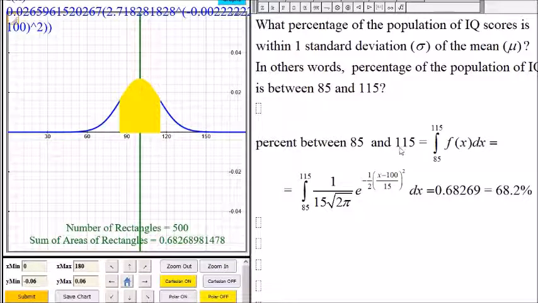Here we have the graph of this PDF, of this integral right here, and we want the area between 85 and 115. So this is the area between 85 and 115. Using the trapezoid rule, we get about 0.6826. What that means is the population of IQ scores between 85 and 115 is about 68.2%. And what that also means is that for the population, about 68.2% of the people have IQ scores between 85 and 115.